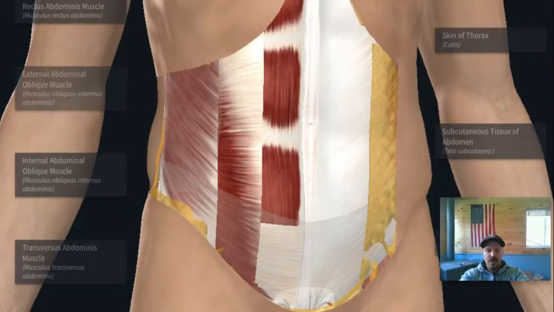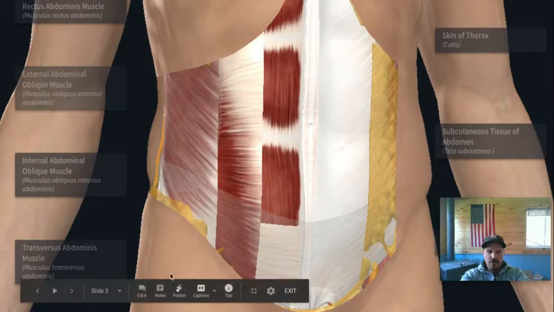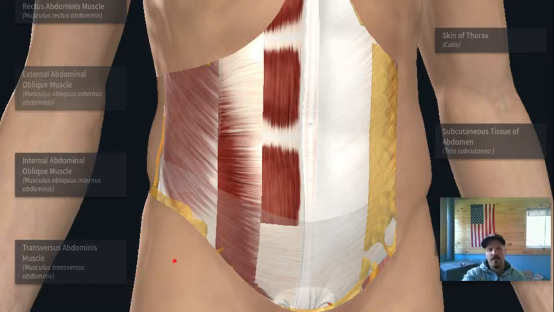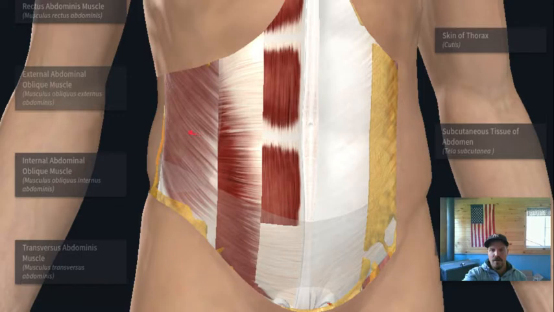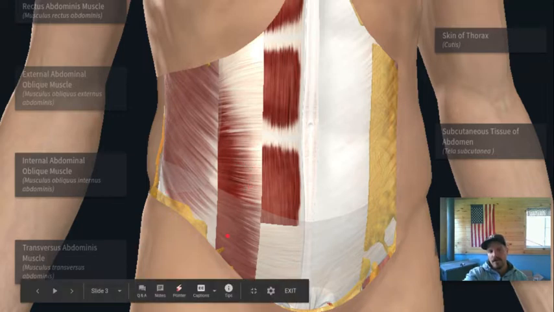So this first slide here shows the core as most people think of it. We've got our rectus abdominis muscle here. All right. We've got our external obliques on the outside, our internal obliques running this way in between, and then the transverse abdominis, which is an important muscle that I'll get to in a minute, wrapping around the front.